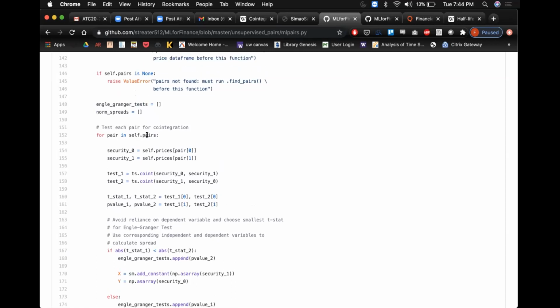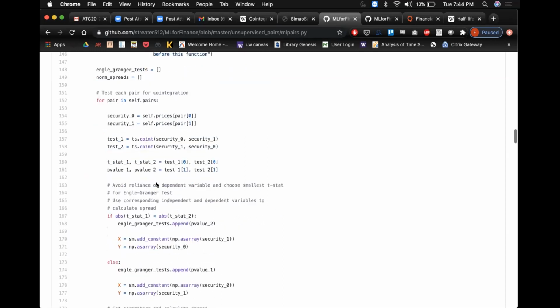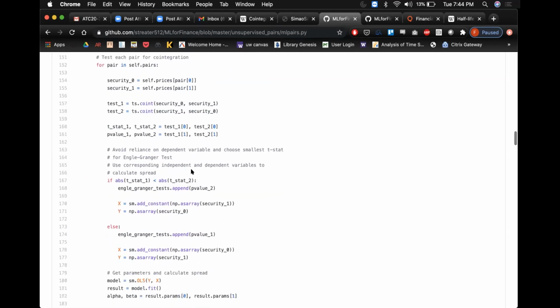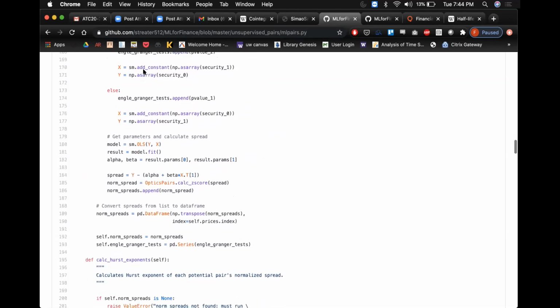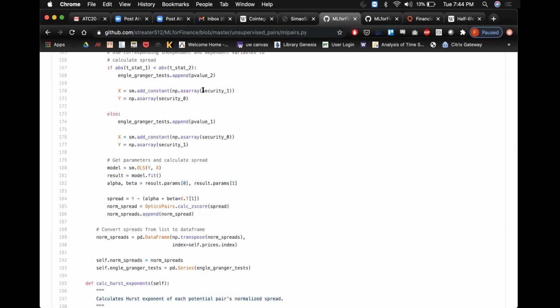So we have each of the pairs, and we're saying, give me the first security prices and the second security prices, and then we're going to run this cointegration test twice. We're going to calculate the t-stat and the p-value for each of those, and then if it's lower, we're going to append the lower one, and then set that security as the independent variable for the linear regression, the x variable, and then the other security as the dependent variable for the linear regression.